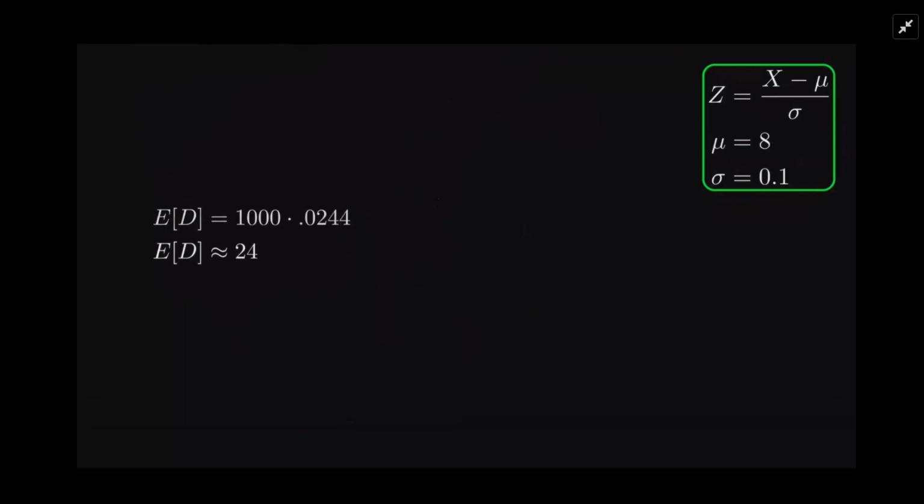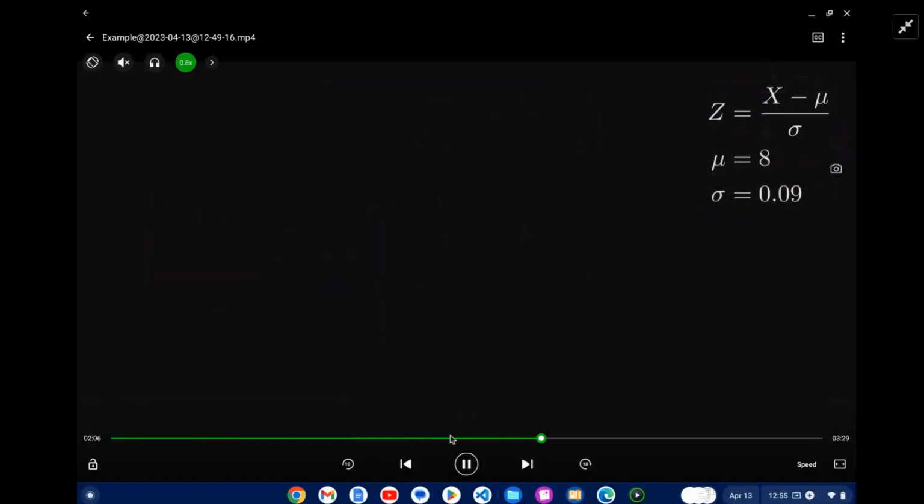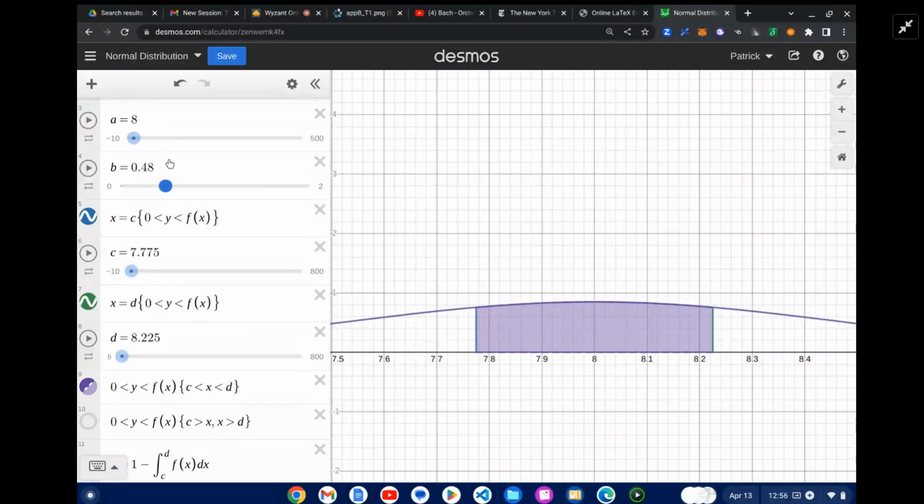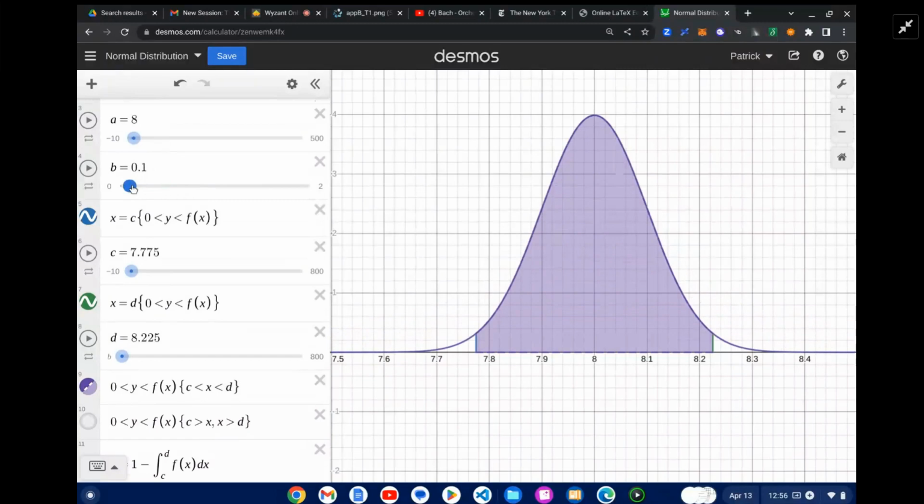Now we're going to change the standard deviation. We're going to go through the whole process again with the new standard deviation. Let's go back to Desmos and see what happens to the distribution when we change the standard deviation. The standard deviation is B. As the standard deviation goes up, it gets more spread out. The tails are bigger, in other words. So we're actually going from 0.1 to 0.09, so it's more concentrated around the mean.